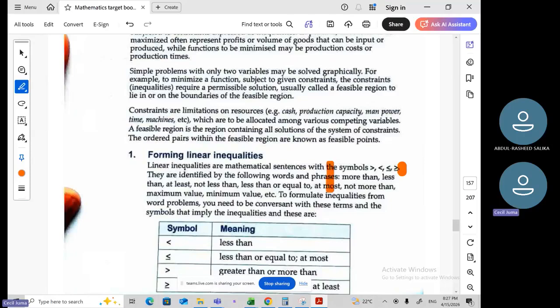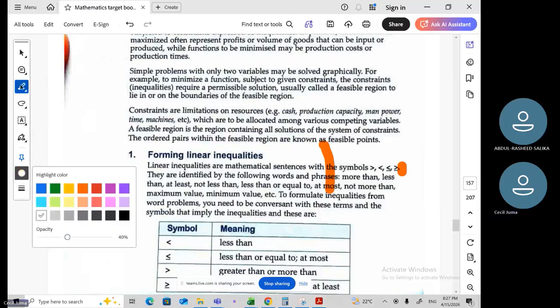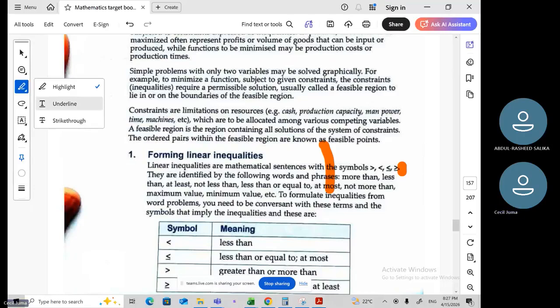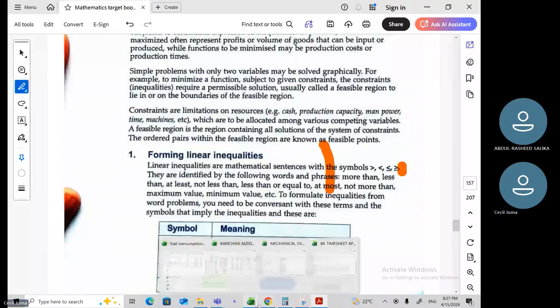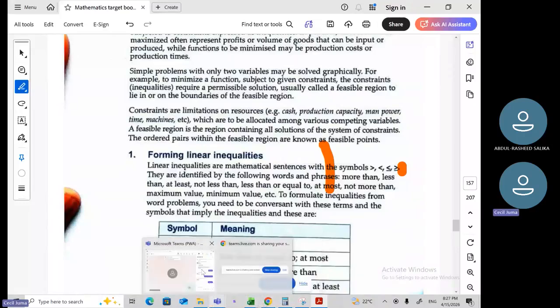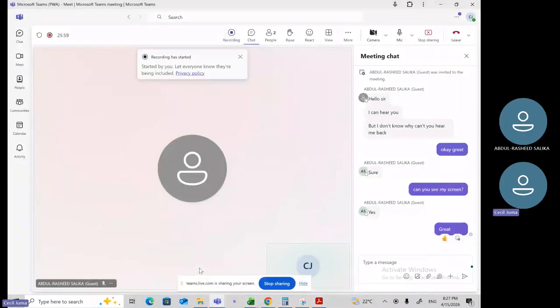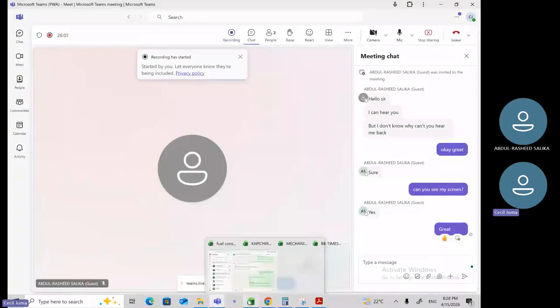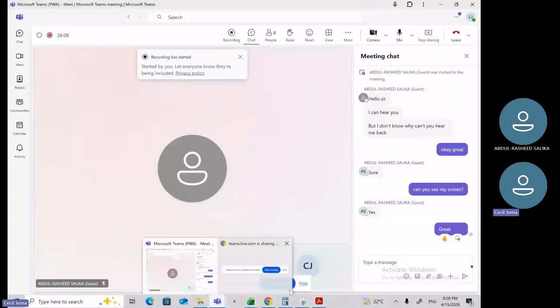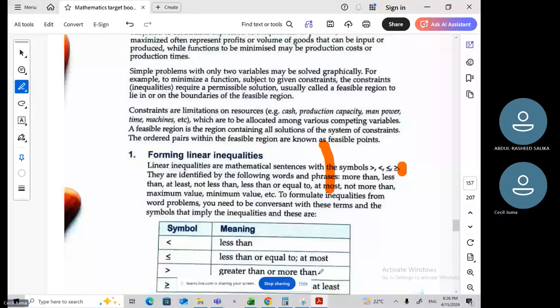Yeah, so this one, let's move on. Just a moment, I'm meeting a little challenge. So let me sort out that challenge. Okay, let me just use this one.